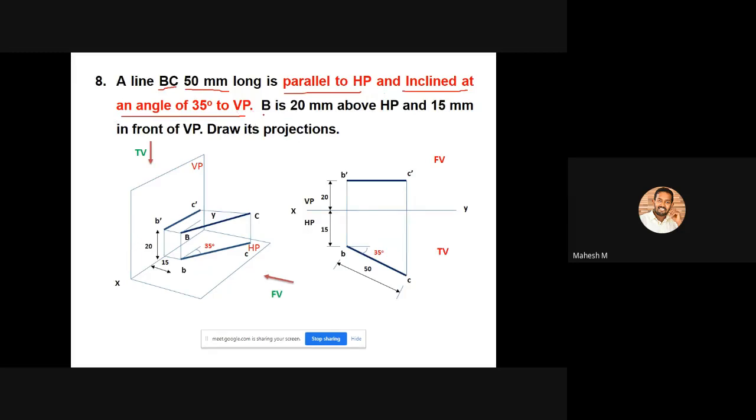Next, here also we have conditions like point B should be 20 mm above HP and 15 mm in front of VP. It is the same as our previous problem.